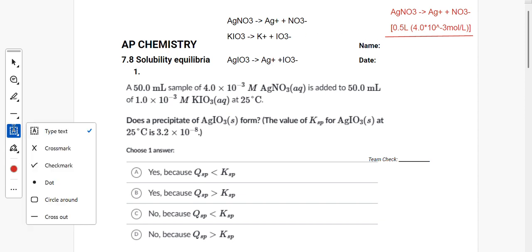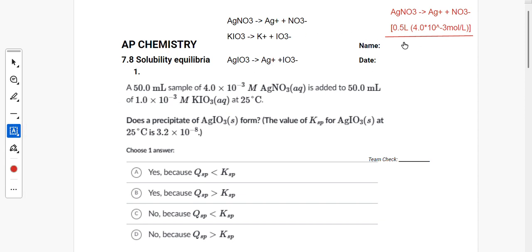But there we go. Okay, so now we can type it in. And so to calculate this, we go liters times the molarity, which leaves us with moles. And then we divide that by the total amount of liquid, and that's 50 milliliters plus 50 milliliters.